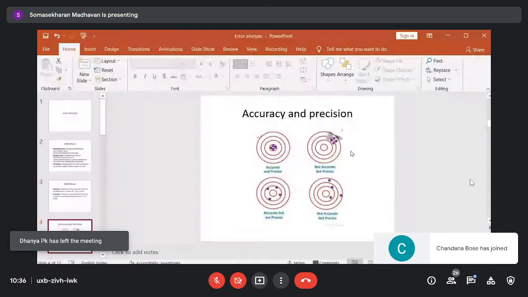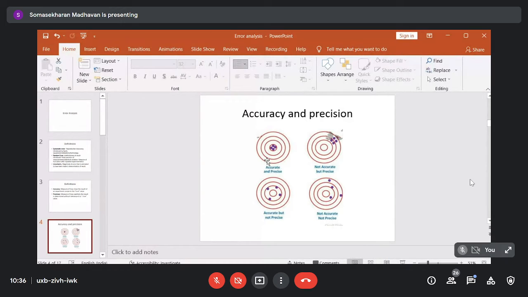Then, this picture shows the difference between accuracy and precision. The first one is accurate and precise, because this is the target value and all the points are distributed within that or in the neighborhood of that one. So this is the case of both accuracy and precision. And here you can see the values are clustered somewhere without much variation, but much away from the central value. So this is the case of precision, but there is no accuracy. The values are not at the target, but there is not much scattering of the measurements. So the precision is there, but there is no accuracy.